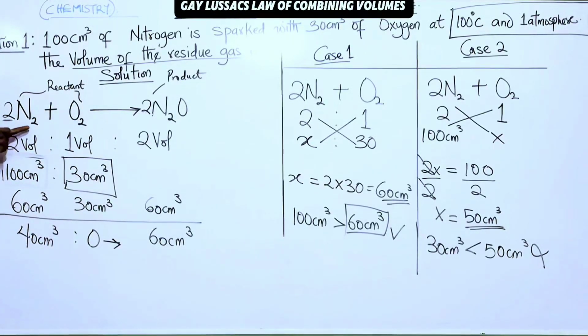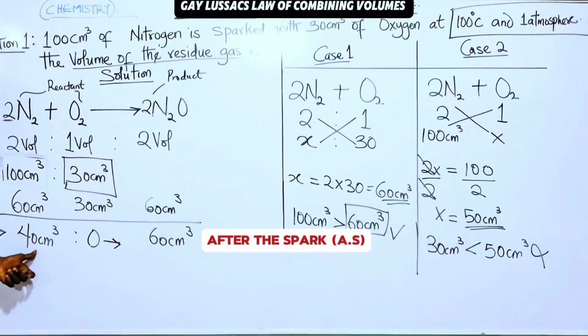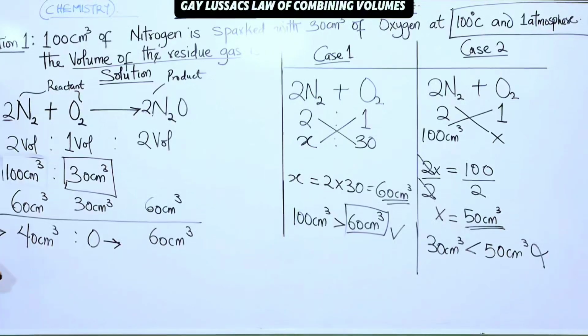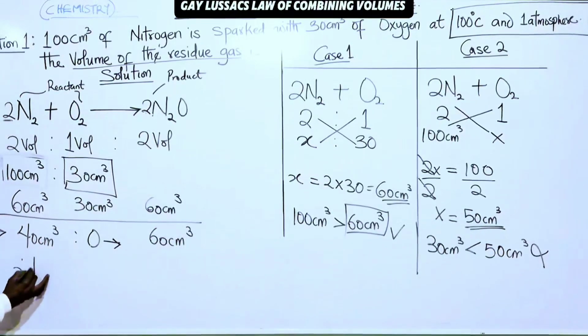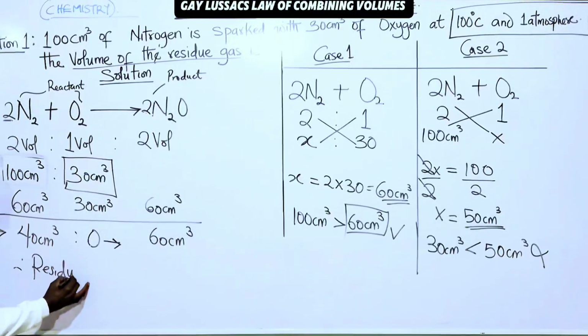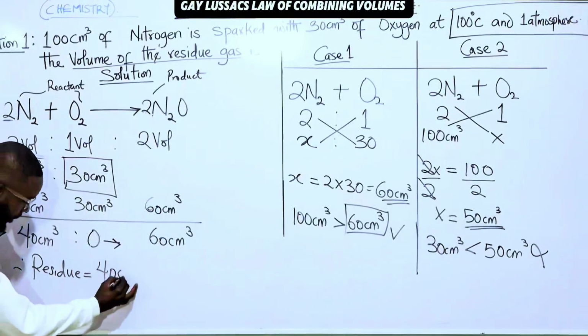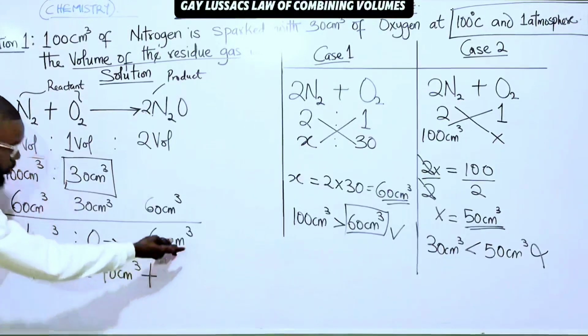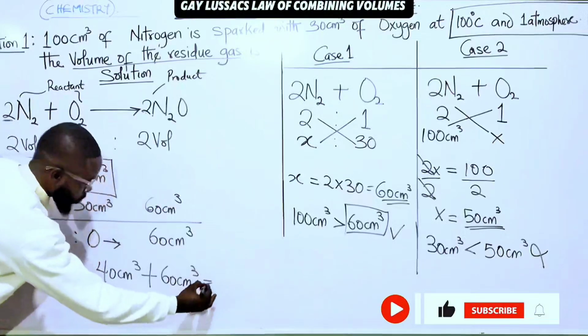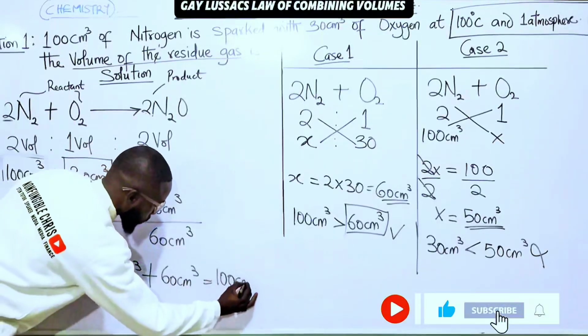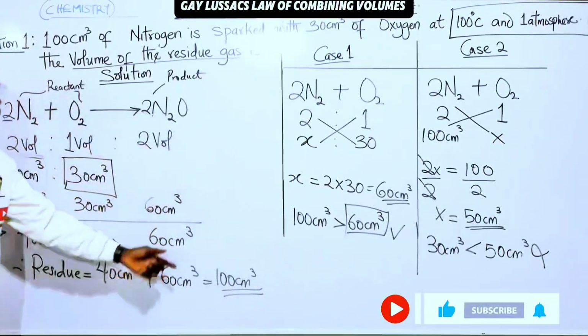So the volume of nitrogen remaining after the spark, let's call it after spark, AS, right? The volume of nitrogen remaining after spark is 40, and the volume of the product is what? 60. Therefore, the residue will be what? The one remaining, that's 40 cm cube plus the one of the product, which is 60 cm cube. Together we have 100 cm cube. That's how to find the residue gas.